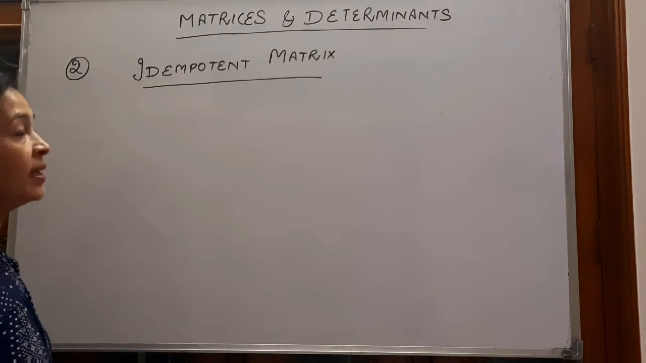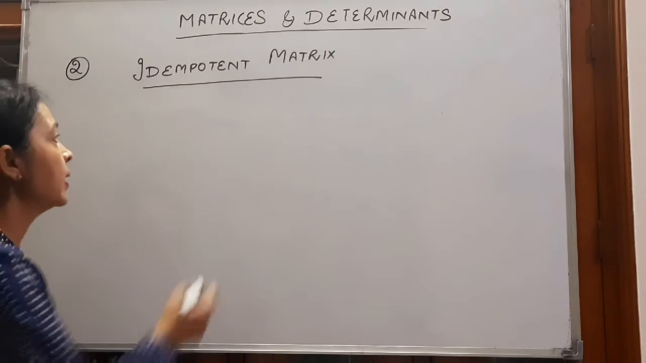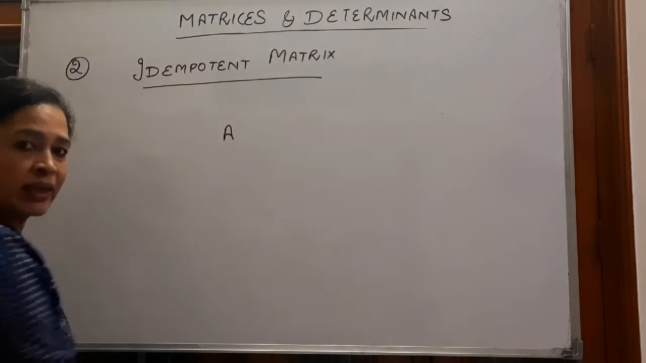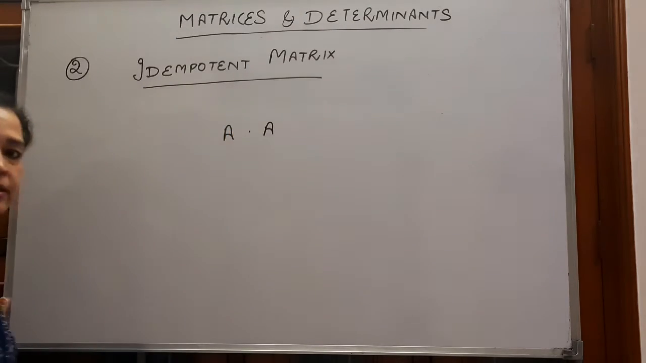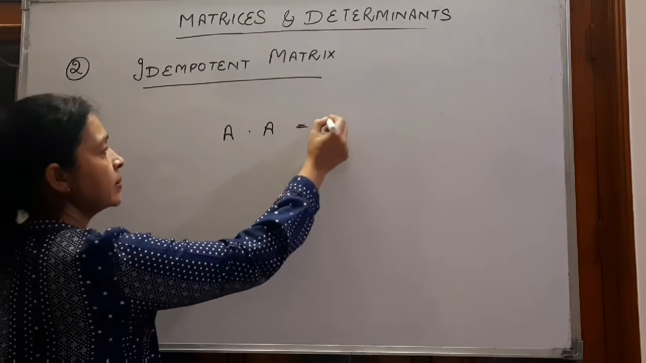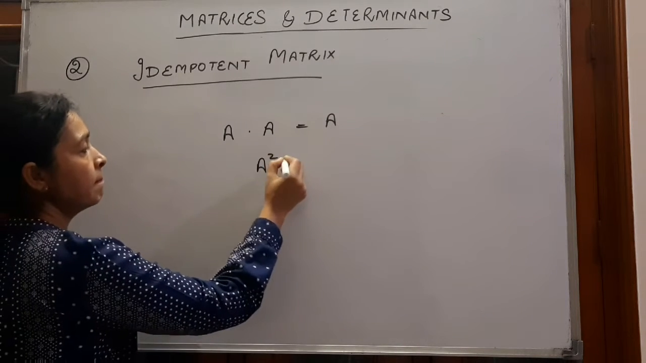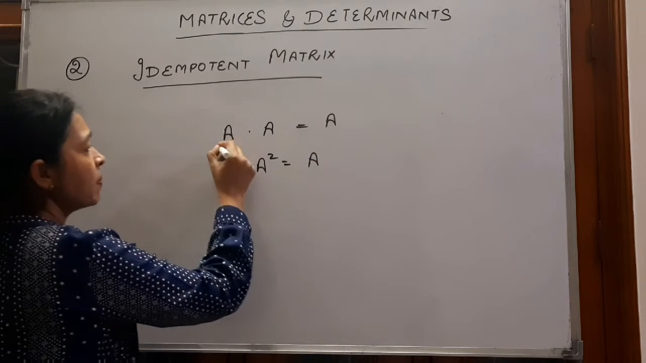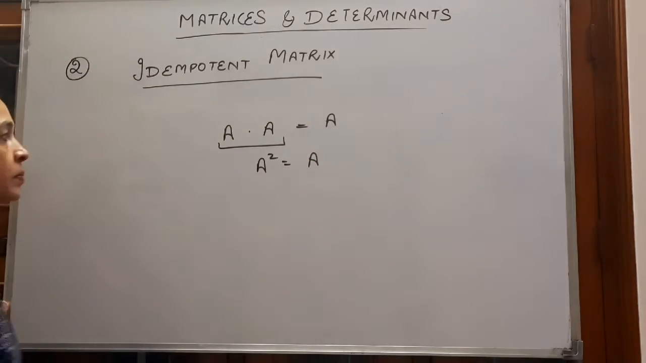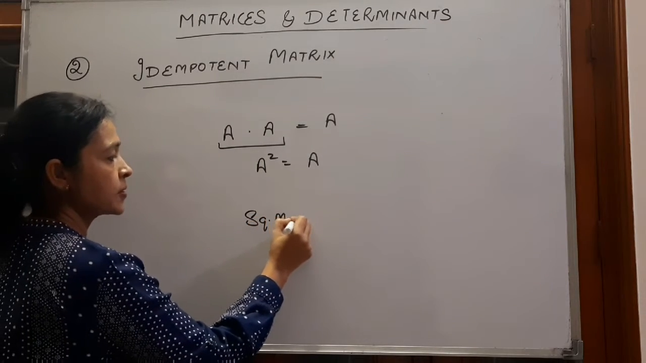Second one is idempotent matrix. What is an idempotent matrix? If we have a matrix A, and we multiply a matrix with the same matrix and as a result we get that same matrix, such a matrix is called an idempotent matrix. And for the product to be defined, the matrix A must be a square matrix. Clear?